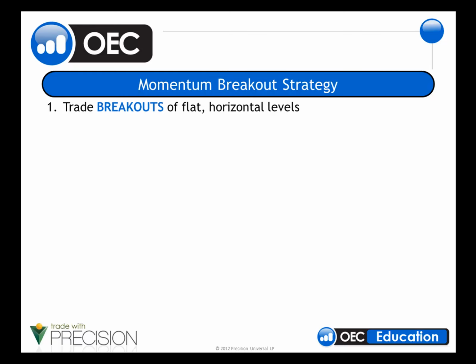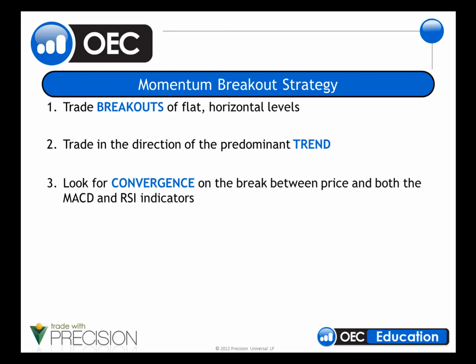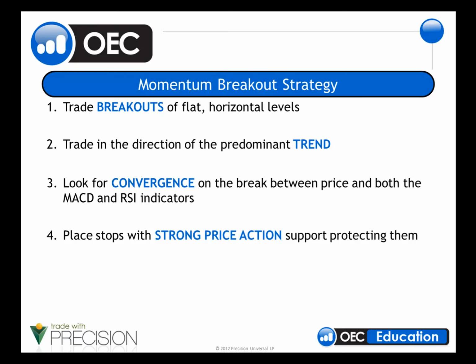So here's a list of our rules for the momentum breakout strategy. We are trading breakouts of flat horizontal levels. We're only taking those breakouts in the direction of the predominant trend. We're looking for convergence on the break between both price and the indicators, the MACD and the RSI. That means if price is breaking to new highs, we want to see the indicators doing the same thing. If price is making new lows, then the indicators should follow suit as well.